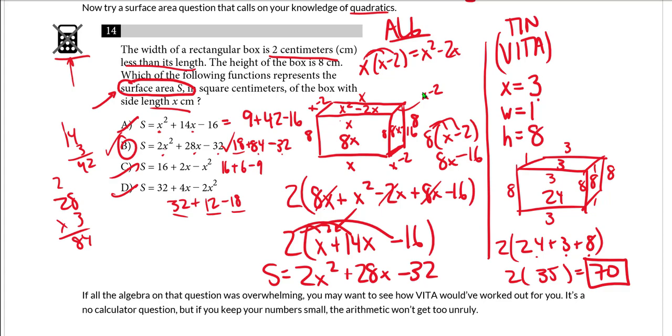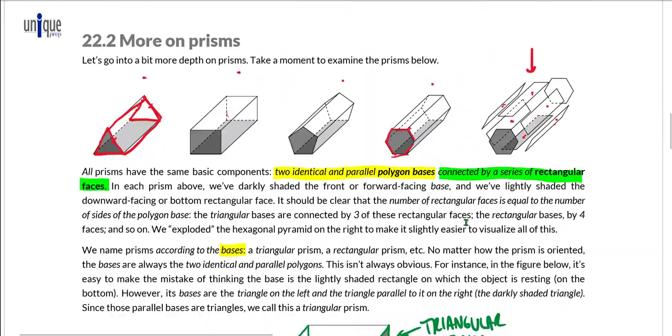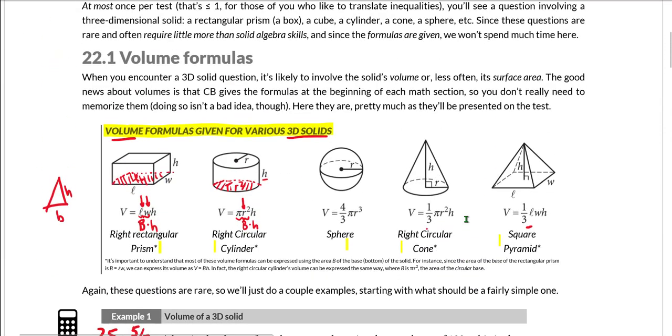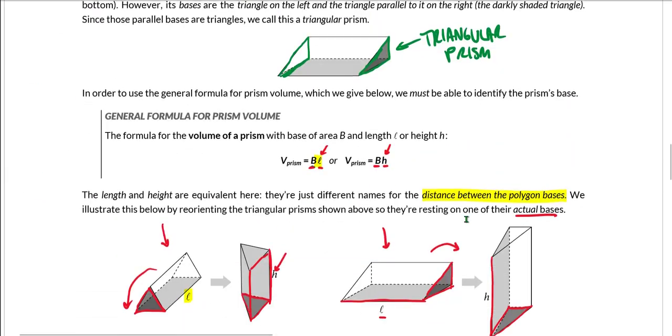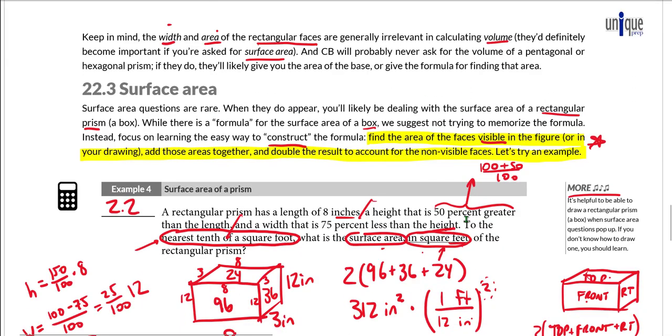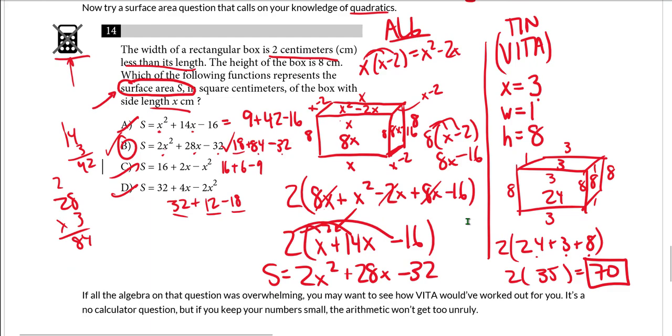Obviously, the most important thing here is just to understand how to construct, how to derive the surface area of a rectangular solid. That is it for rectangular solids. Again, you'll need to know a little bit about prisms and how to name them. You should know that the formulas are given to you at the beginning of the section as well. So naming prisms, volumes for prisms, how to find surface areas of generally just rectangular prisms or boxes. And if you know all that stuff, you should be fine.